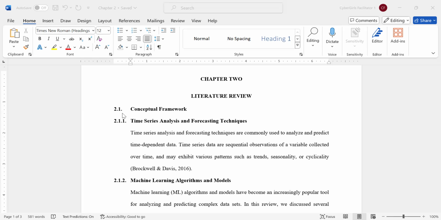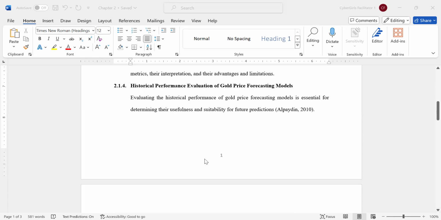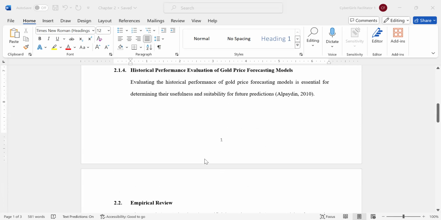So for instance, if we have 2.1, which is an aspect of the literature review where we are discussing concepts, right? So you are bringing all the concepts, for instance, like time series analysis and forecasting techniques. Now, these are concepts, right? So these concepts can be discussed here. We also have machine learning algorithms and models, which is another concept under that. So all of the concepts will be discussed under conceptual review.